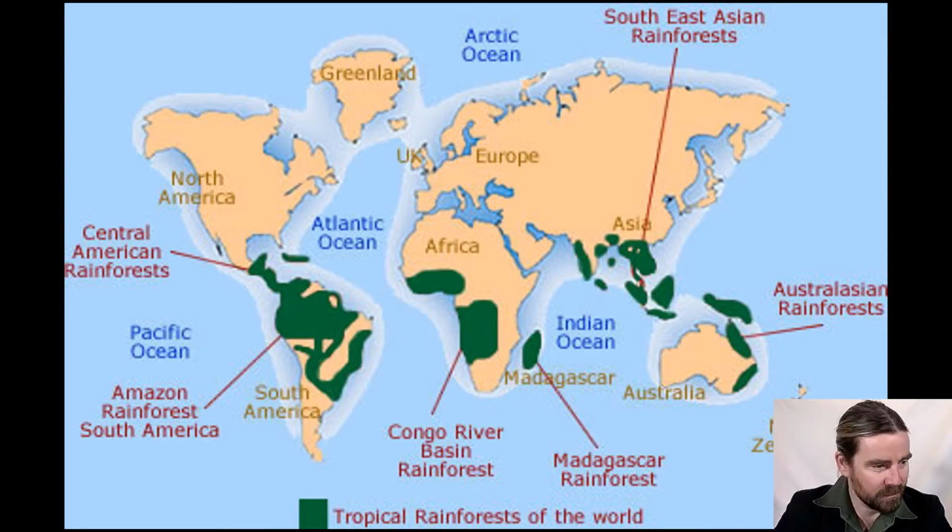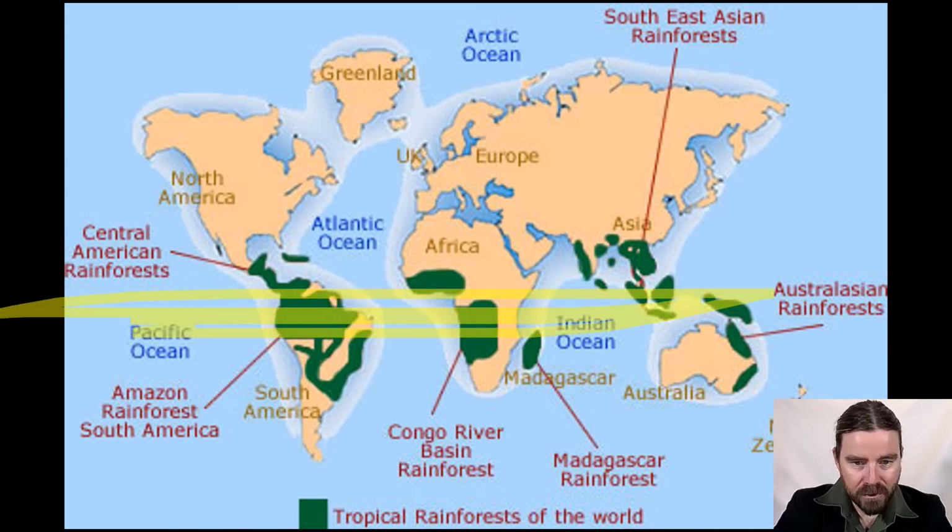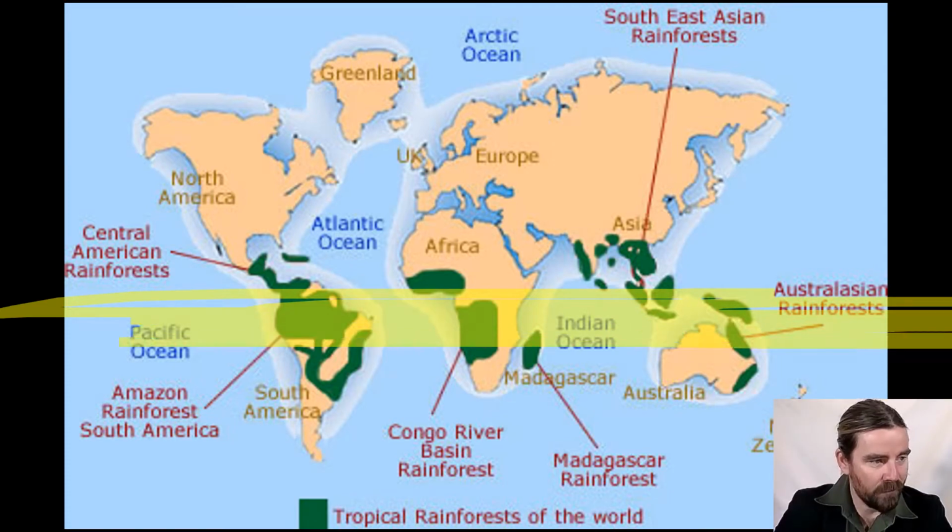Let me get something where you can actually see it. How about that? Yeah, they're all kind of in this line. That's the tropics. It's hot and wet there, and kind of similar weather all year round. Perfect conditions for a rainforest.